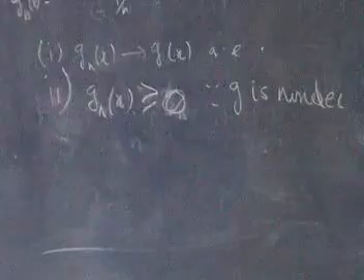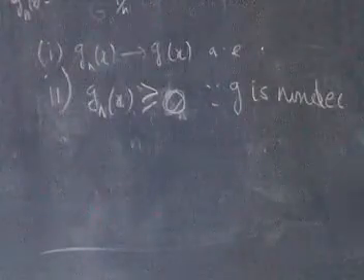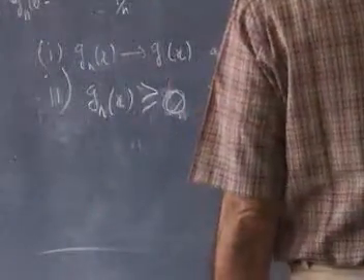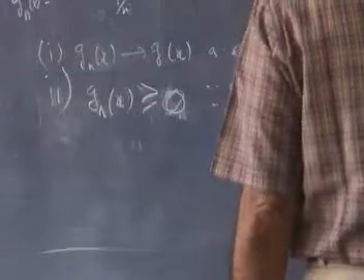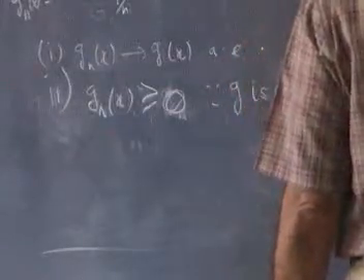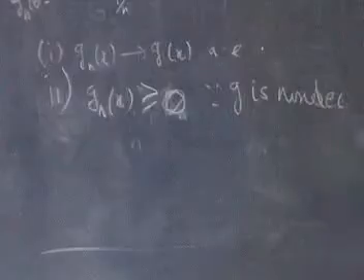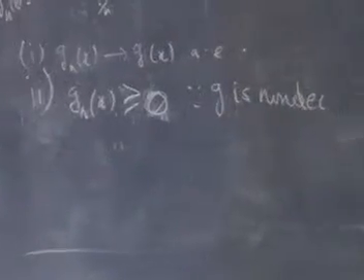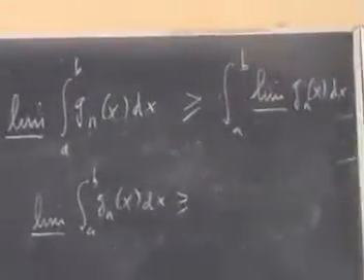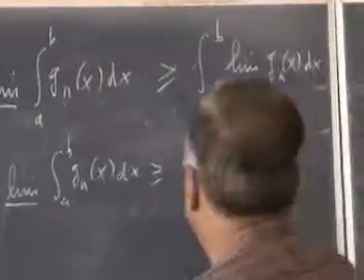Right? Now, let me write that. So that says lim inf of the integral from A to B. But what is this? Since Gn converges to G prime, lim inf is the same as the limit. So it is A to B.